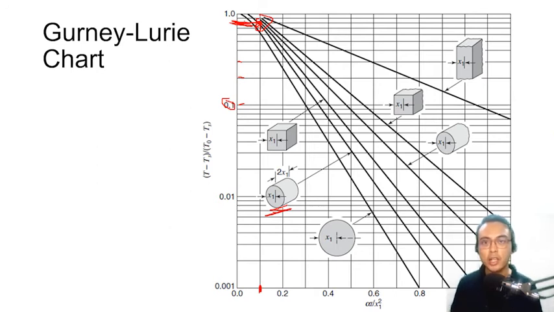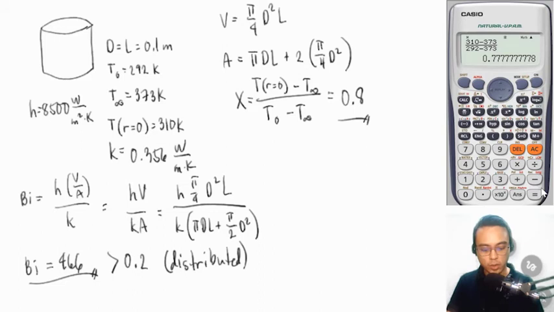Again, you look for your x value. In our case, that is 0.8. You look for its intersection with the diagonal line of the geometry, short cylinder. This is its diagonal line. Its intersection leads somewhere here, and the y value of that is 0.1. So we now know that our y is 0.1, and y is equal to alpha t over radius squared. The only thing remaining for us to do is to look for the thermal diffusivity of concrete, and then we can now solve for time.